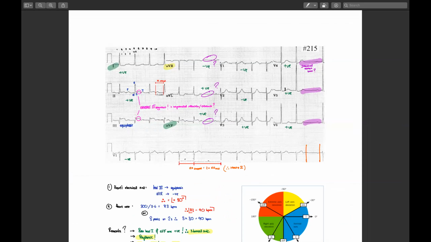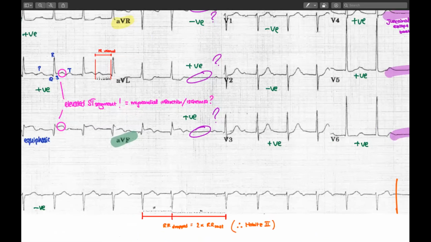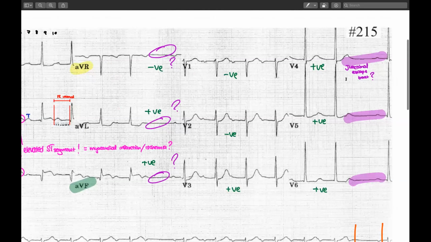Plus, if you look at V5, look at how big V5 is. Look at how many millimeters. If I calculate, it's 10, 20, 30, almost 30 millimeters. So that means we do have a left ventricular hypertrophy as well. That's it. So I would just write down left ventricular hypertrophy.